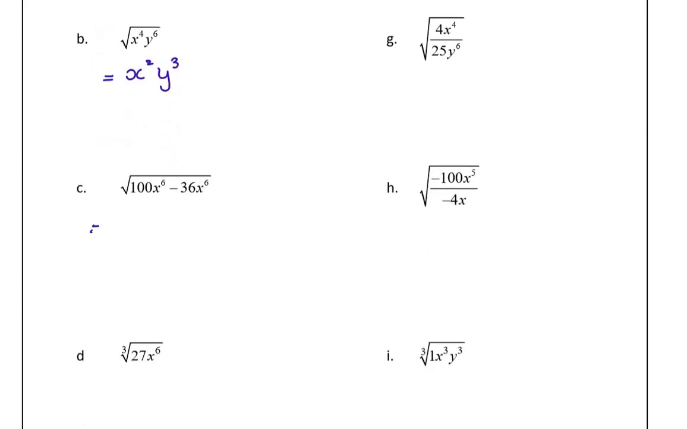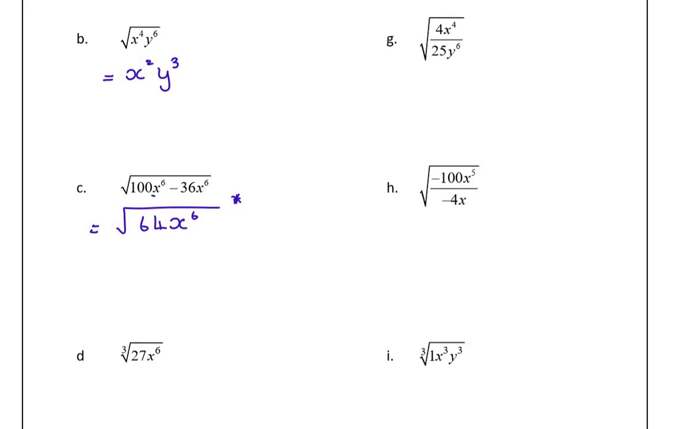In c, I cannot square root them separately. I first need to subtract because there are two terms under the root sign. So very, very important: you cannot square root them separately. So I first have to combine them into one term.